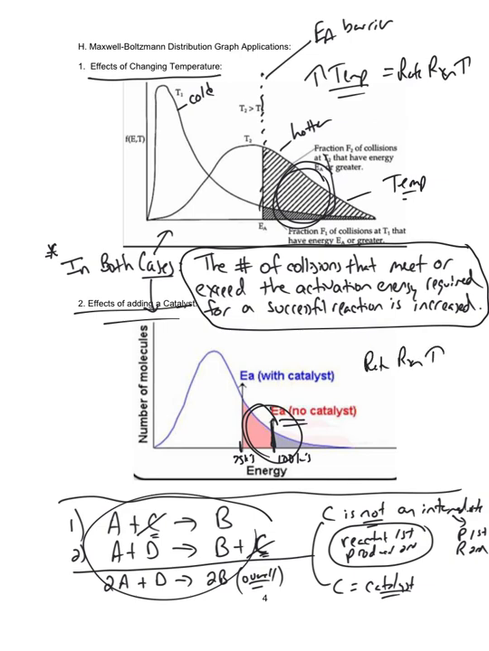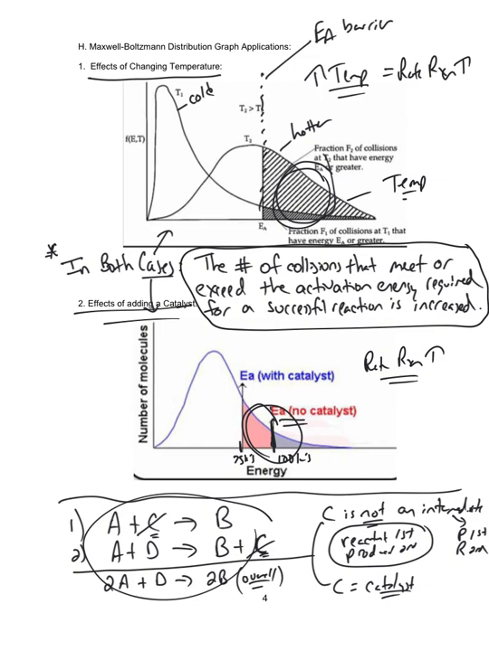On the national exam, I can guarantee you somewhere they're going to ask this question: explain why the rate is faster. And what I boxed in is what you want to state. When I add a catalyst, it lowers the activation energy requirement, and therefore there are more collisions that meet or exceed the activation energy required for a successful reaction to occur. If there are more successful reactions, the rate of the reaction is faster.